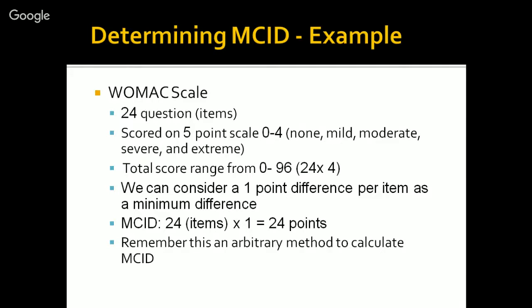So you have 24 items, 24 into 1, 24 points. So for a treatment to be considered worthwhile using the WOMAC scale, a minimum of 24 points difference should be there for us to consider that the treatment is clinically significant. Keep in mind, this is an arbitrary method to calculate MCID, not the ideal way of doing it, but you can consider using it when no other information is available.